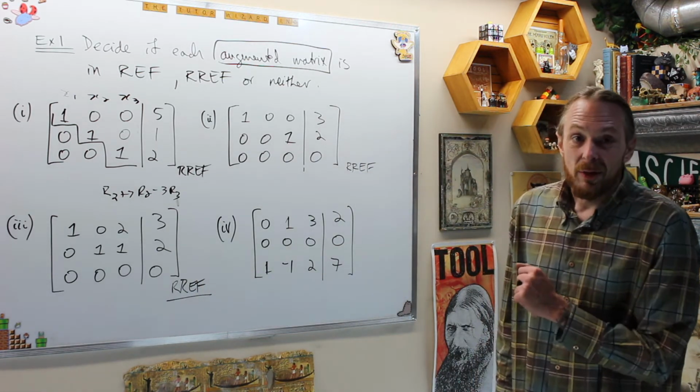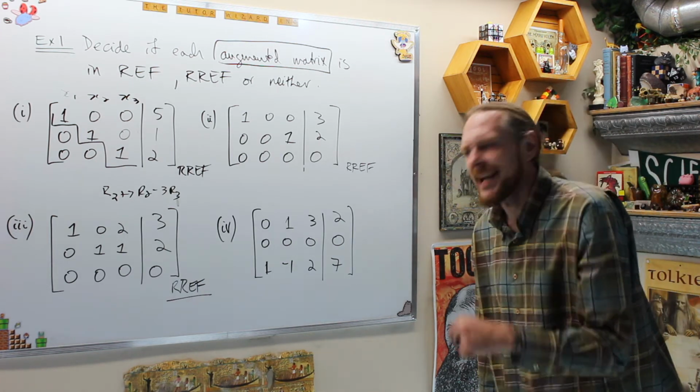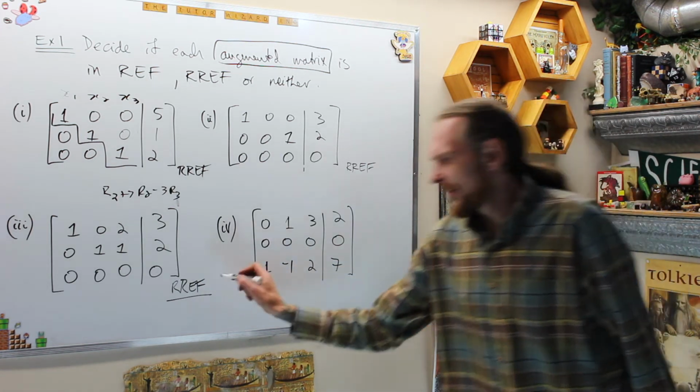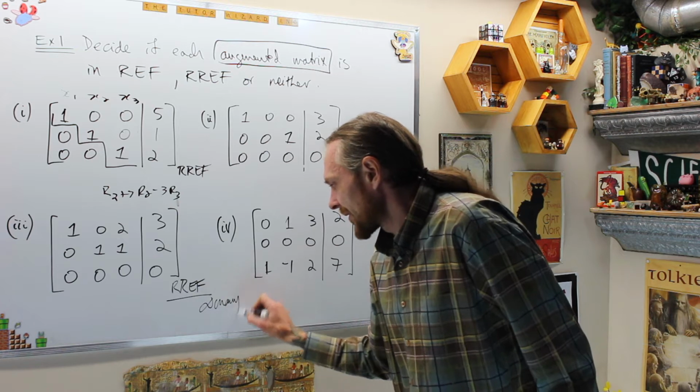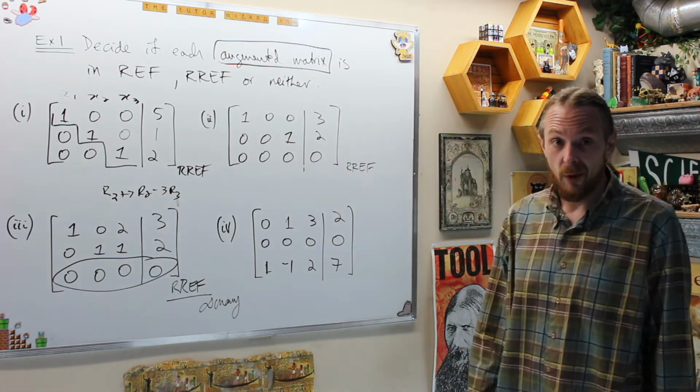But now in reduced row echelon form, you still have to do a little bit more work to find the general solution. If it says decide, then I can say we're in RREF, there's infinitely many solutions. I can tell right away. Why? Because I have a row of zeros and I'm in reduced row echelon form.